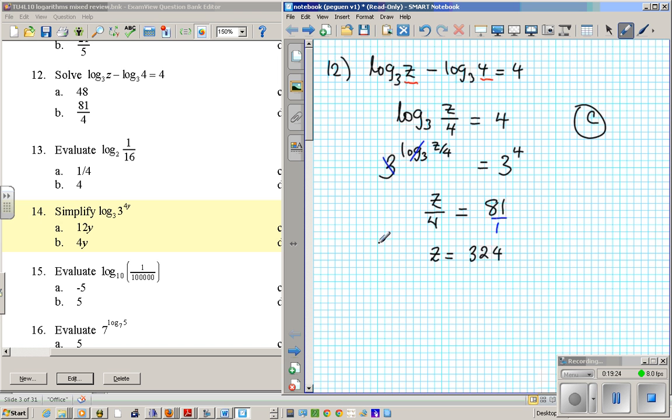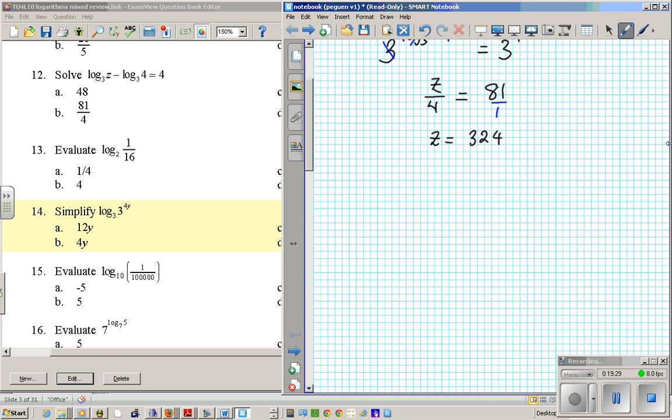Alright, let's take a look at number 13. Number 13, we have to evaluate log base 2 of 1 over 16. So I want to write this as a power of 2. I know 2 to the 4th is 16, we just did that. So I'm going to write this as log base 2 of 1 over 2 to the 4.